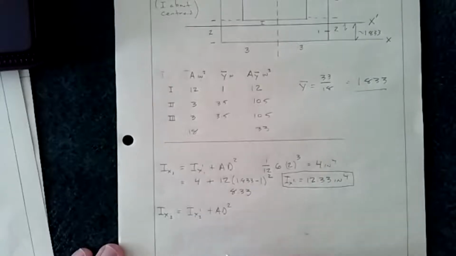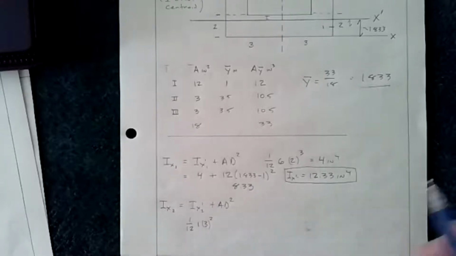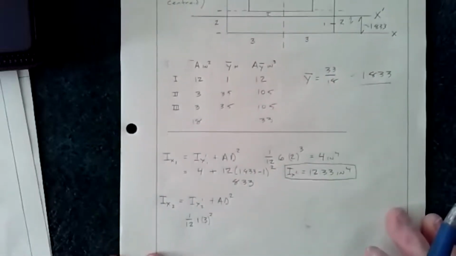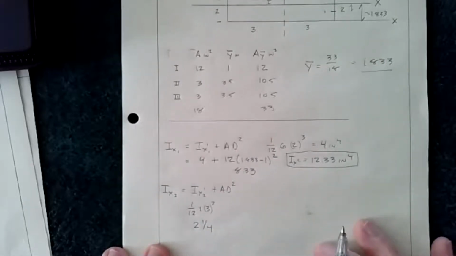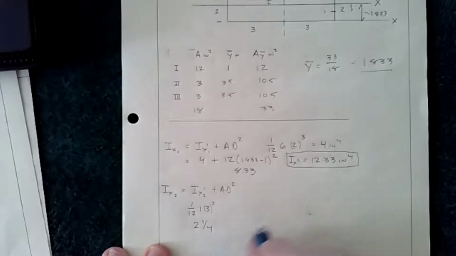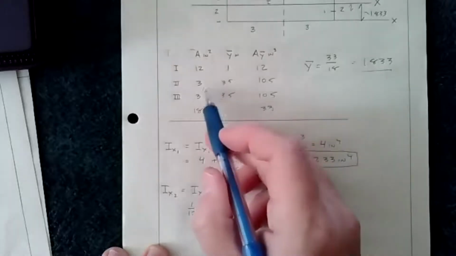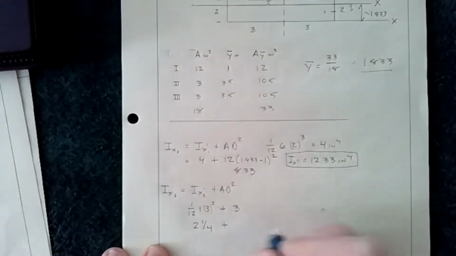So again, this is just the moment of inertia of that piece, number 2, plus this additional Ad squared from the parallel axis theorem. So if we do Ix2, we know that that's going to be 1/12 times 1 times 3 squared, because the base is 1, the height is 3. And so that just gives me 2 1/4. So I'll write that down there. So I have 2 1/4. Now I have to add to that the Ad squared term. So area is 3. So this is going to be plus 3.